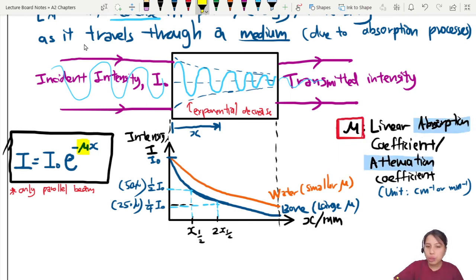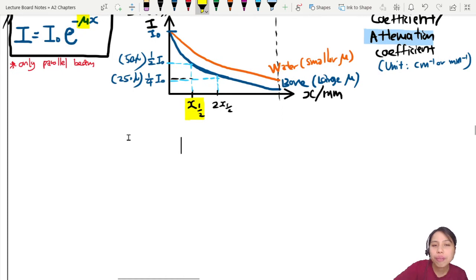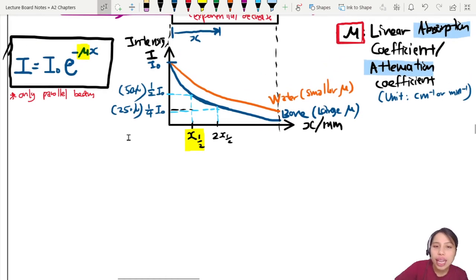Now, the other thing I want to highlight before I wrap up this section is this x half. What is x half? Look at the graph again. How do we come up with x half? X half is how far you can travel, a certain distance x, before your intensity will drop from original to 50%. So x half is how far you can travel before you drop to 50%.